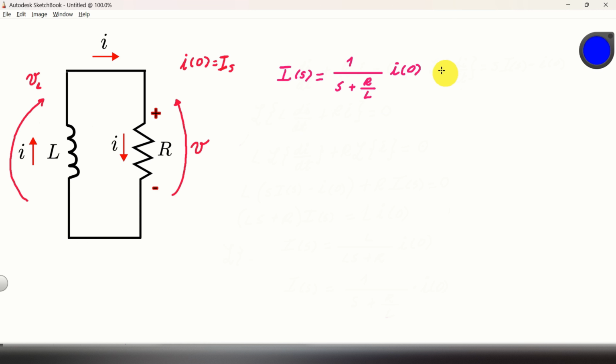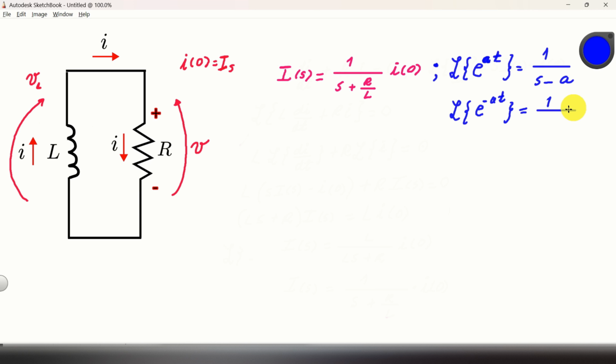To do that, we need to recall the formula for the Laplace transform of the exponential function, namely the Laplace transform of the function e to the power at, where t is time and a is a constant, is 1 over s minus a. Similarly, the Laplace transform of e to the power minus at is equal to 1 over s plus a. And we need to use this formula to find the time domain expression.